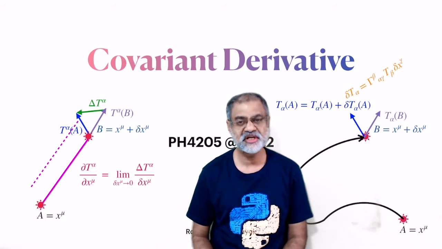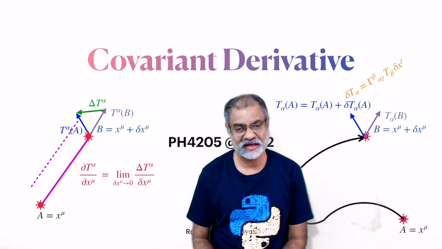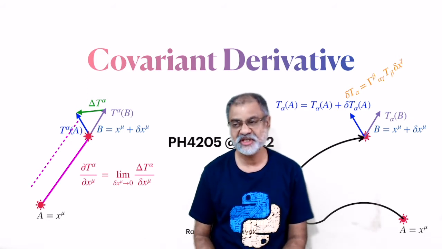Now in this lecture, we are going to look at how to define the derivative by taking the parallel transport and then doing it consistently so that the derivative itself becomes a tensor.